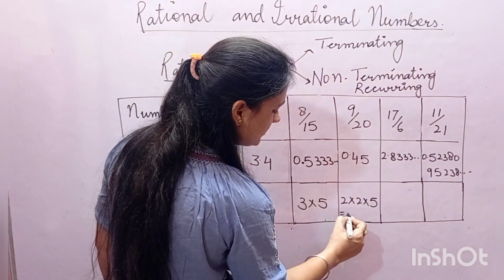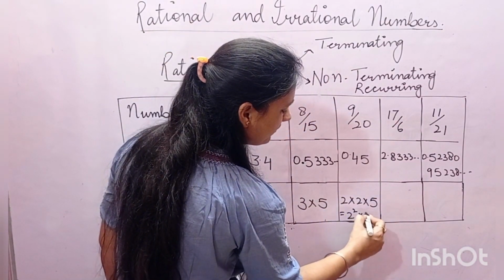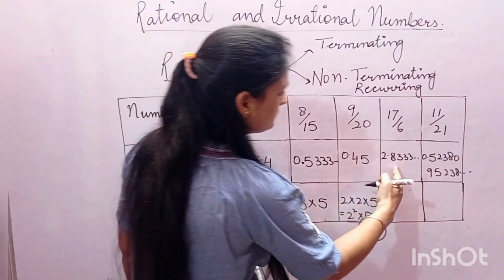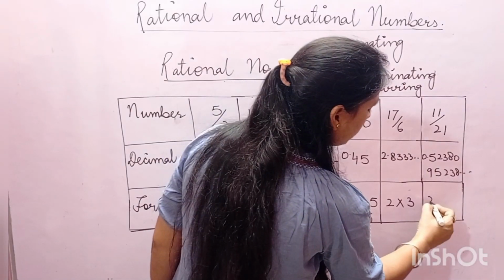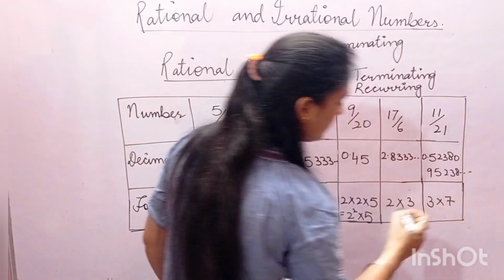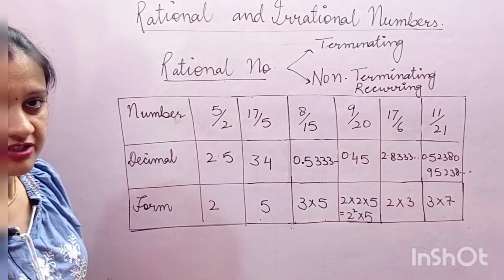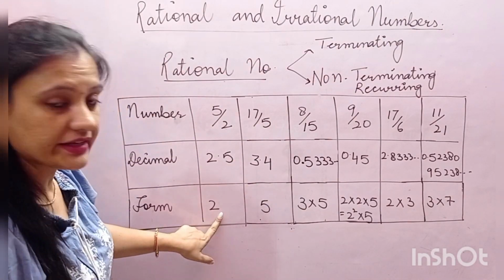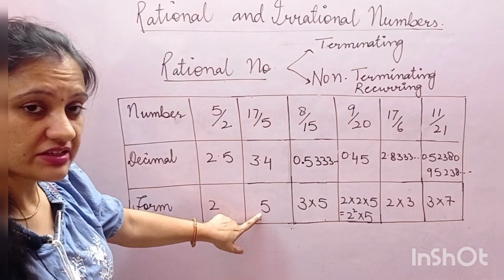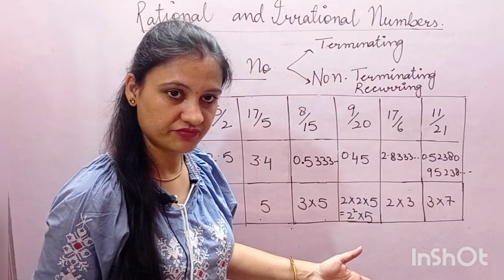Or we can say it is 2 raised to power 2 multiplied by 5. One and the same thing. 6 can be written as 2 multiplied by 3, and 21 as 3 multiplied by 7. Now children, if you pay attention, you will see that all terminating numbers have either 2 or 5 as a factor, or both 2 and 5 as factors.